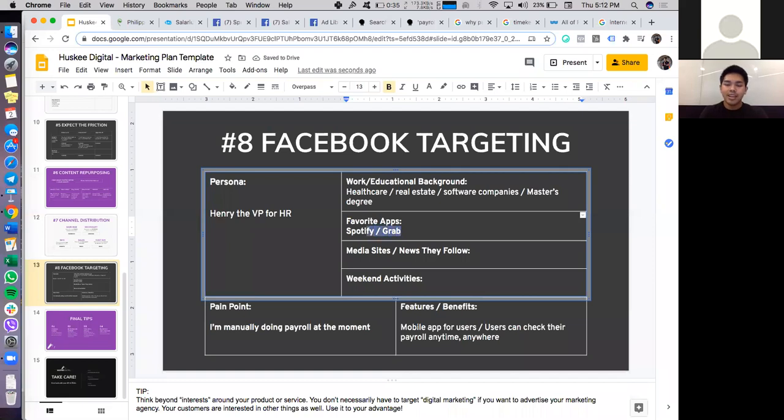So I will have this there. Okay. For media news sites, or topics that they follow, let's say he likes following personal finance, real estate, real estate investing, stocks, perhaps, and like I said, fatherhood. Okay. So if not media sites, it could be topics that they're following.